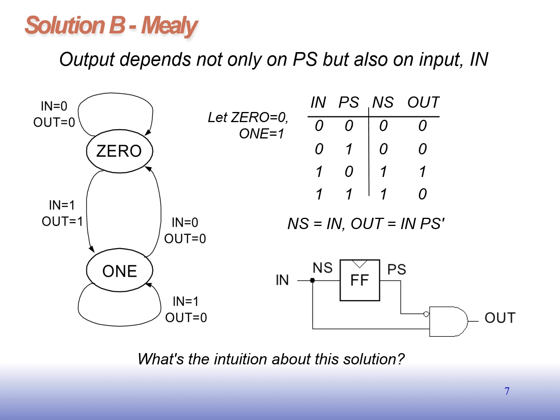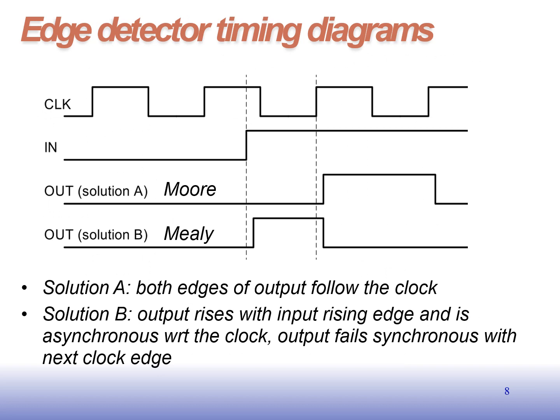This is about Mealy and Moore edge detector timing diagrams. This is the clock. Input is given. This is for the Moore model. This is for the Mealy. So solution A, both edges of output follow the clock. Look at the clock, the both edges of output. So whenever the clock comes, it follows.